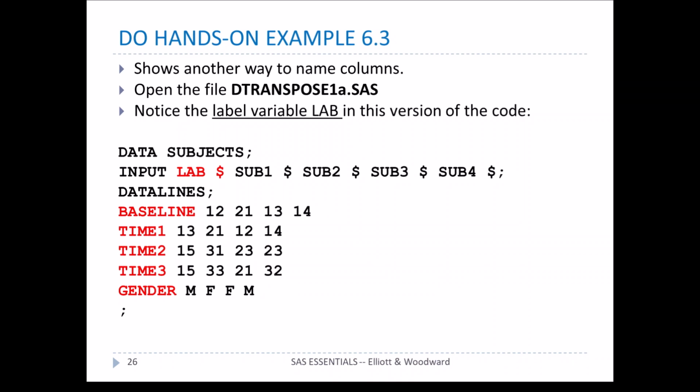Let's do another hands-on example. In this case, open up the file called dtranspose1a.sas. And notice we have this same data set, except there's something new in it. Oftentimes you might have a label for each of the lines. And so in this case, we already have labels: baseline, time1, time2, time3, and gender, even though the general structure for this data set is still out of whack. So we want to fix that. However, having these labels in here allows us to do it quicker than in the previous example. Let's see how that works.